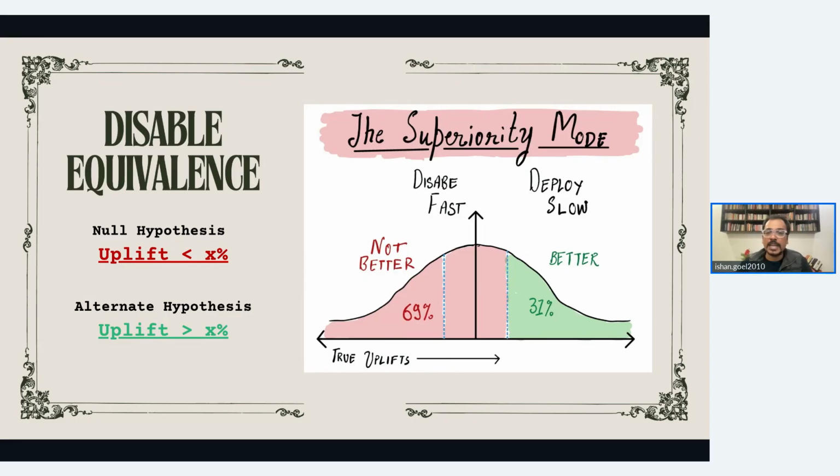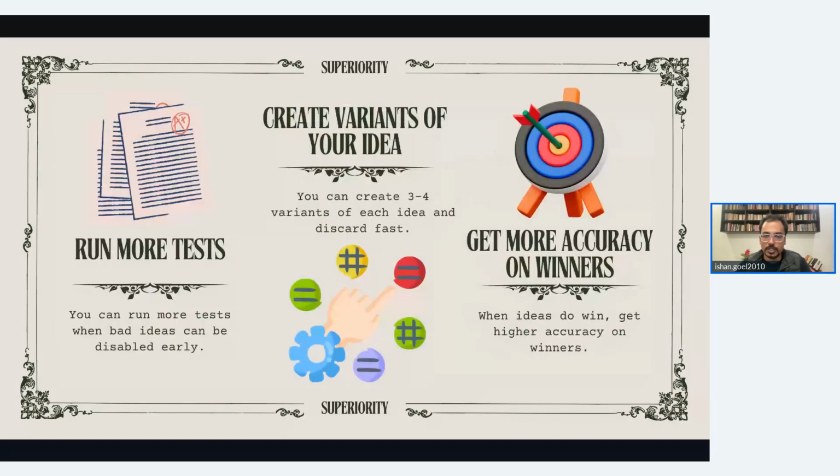So this is what I call the superiority mode, where you are testing for something to be better. Before we go on to the other mode, which is non-inferiority mode, I want to share what this mode of superiority can help you do. First, it can help you run more tests, because bad ideas are disabled early, so that naturally gives you a boost at being able to run more tests faster.